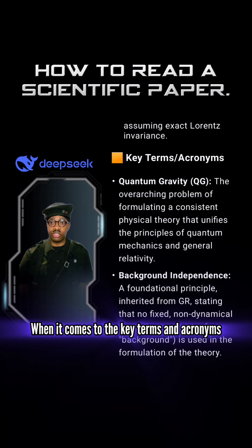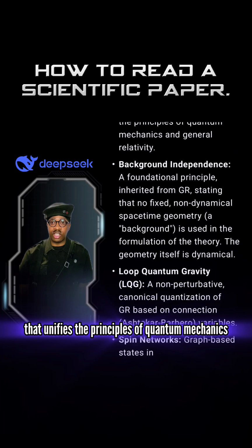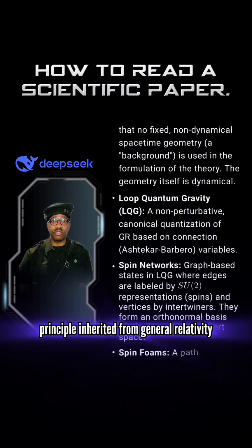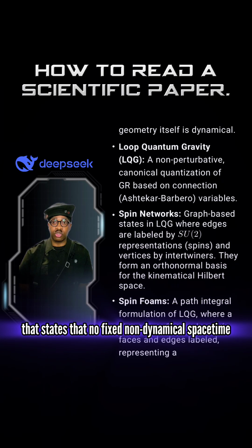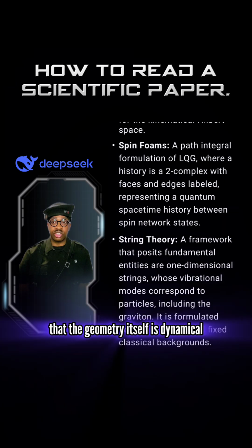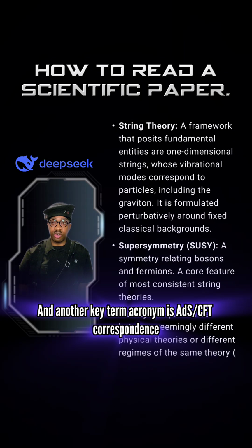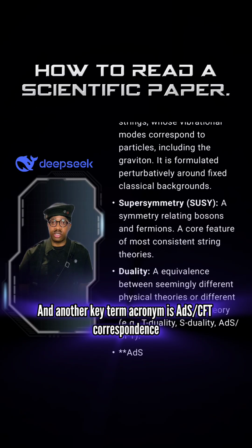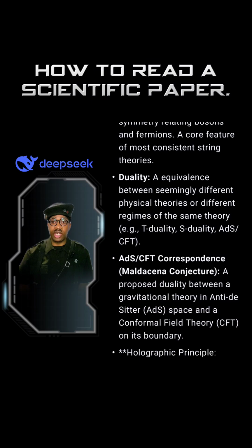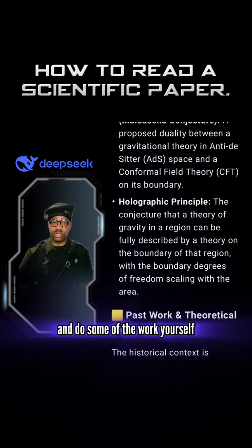When it comes to the key terms and acronyms, one key term is quantum gravity, which is a physical theory that unifies the principles of quantum mechanics and general relativity. Background independence is a fundamental principle inherited from general relativity that states that no fixed non-dynamical space-time geometry is used in the formation of a theory. So that basically states that the geometry itself is dynamical, and this is very important for quantum gravity. Another key term is the AdS/CFT correspondence, which is a proposed duality between a gravitational theory in anti-de Sitter space and a conformal field theory. Yes, I know a lot of these terms are advanced, but you're going to have to look up some of these terms and do some of the work yourself.